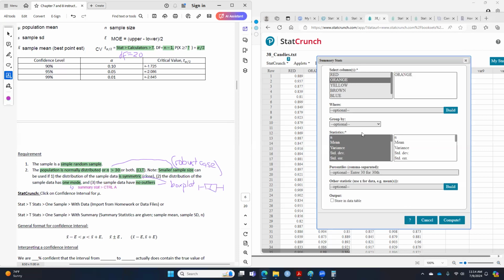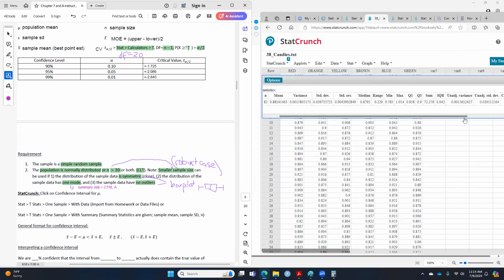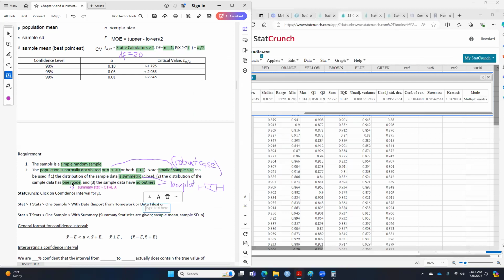So if you are checking for one mode, you just do that, and then you click it, and you just go all the way till the end. Once you see the mode is multiple modes like this, it means no good. In order for it to be one mode, you only have a number like 2.5. So if you see a number in the mode, say 2.5, then you have one mode. That's good news. But if you have multiple modes like what shows up in here, then it's no good, so it's not one mode.